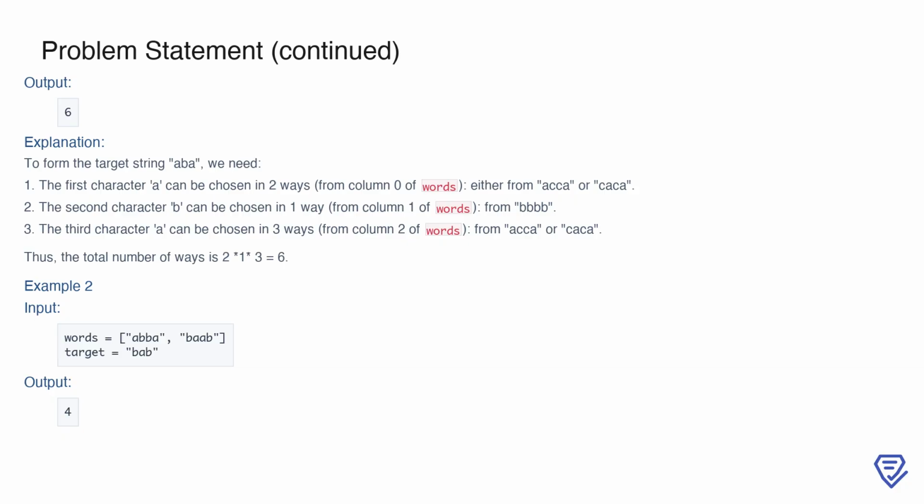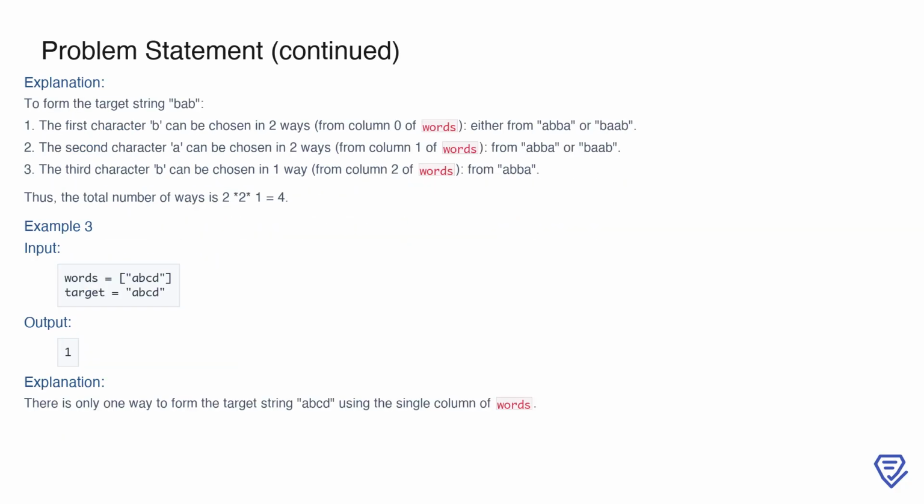Suppose words is aka, bbb, kaka, and target is aba. To form the target string, we need to determine the number of ways each character of target can be chosen from the corresponding columns of words. For the first character a, we have two valid choices, one from the first column of aka and one from the first column of kaka. For the second character b, there is only one valid choice, the second column of bbb. For the third character a, there are three valid choices from the third column, either from aka or kaka. When we multiply these options together, 2 for the first character, 1 for the second, and 3 for the third, we get a total of 6 ways to form the target string aba.